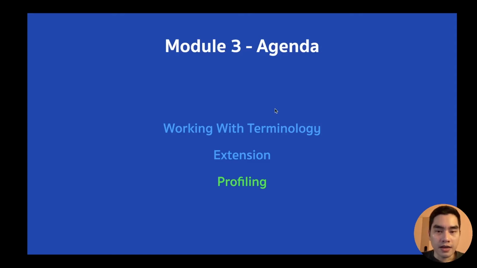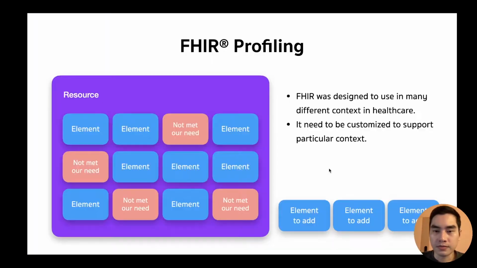Now we are in the last session of module 3. We are talking about profiling. Let's recap a little bit. Why do we need profiling? Because FHIR was designed to be used in different contexts in general. So the best resource that FHIR designs will be general purpose. To use it in a particular context, like in real implementation, we need to customize it to support our context.